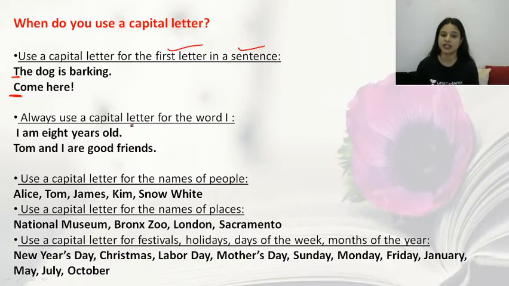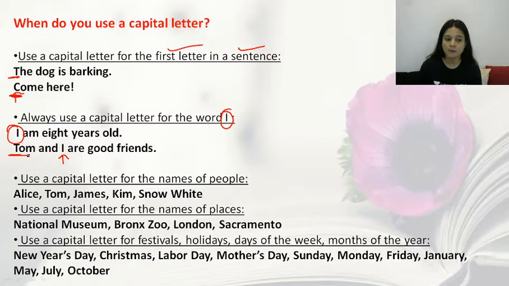Now the second usage. Always use a capital letter for the word I. So I'm saying, I am Aayushi Rajput. I am an educator. Even if I is coming in the middle of a sentence, we know what the first rule is: any word that comes at the beginning of a sentence, the first letter of this word will be capital. Now I'm telling you the second rule. I, even if it comes in the middle of a sentence, will always be capital. I means me, this person, myself.